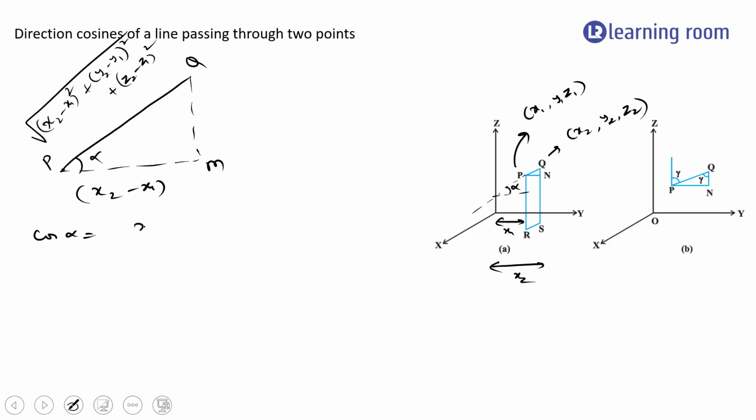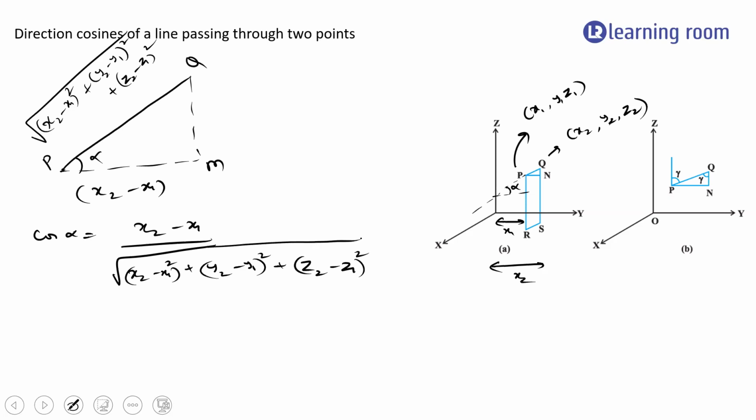What is going to be the value of cos alpha? Cos alpha will be equal to x2 minus x1 divided by root of (x2 minus x1) the whole square plus (y2 minus y1) the whole square plus (z2 minus z1) the whole square.